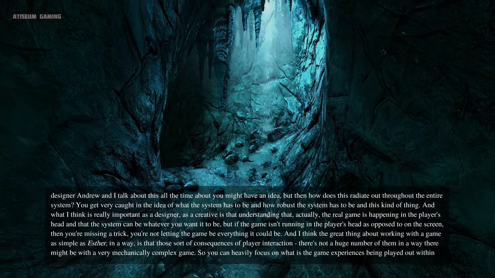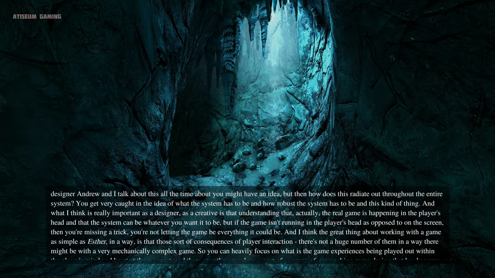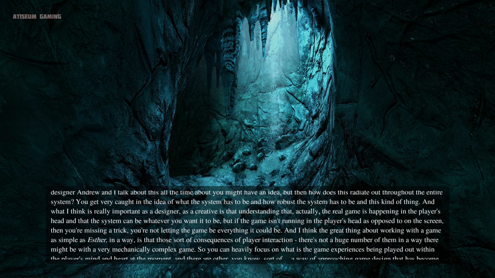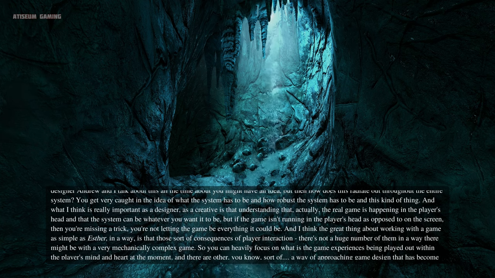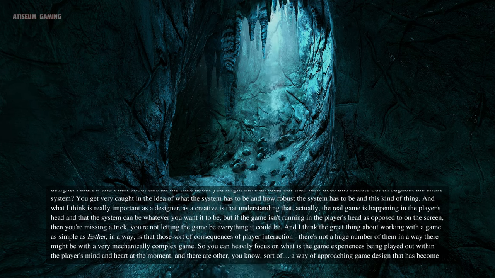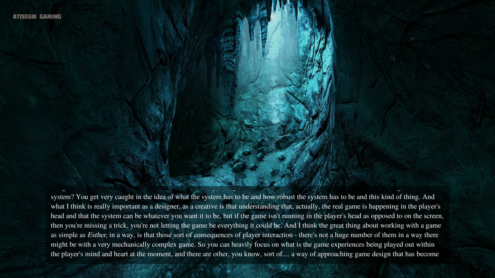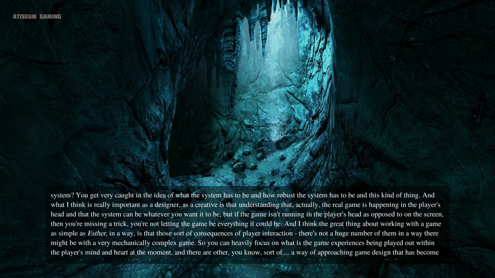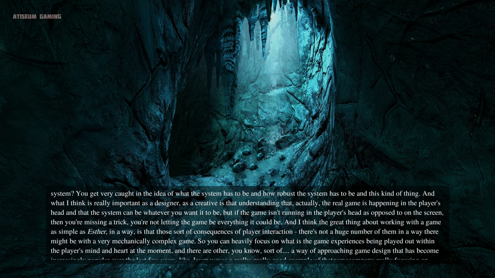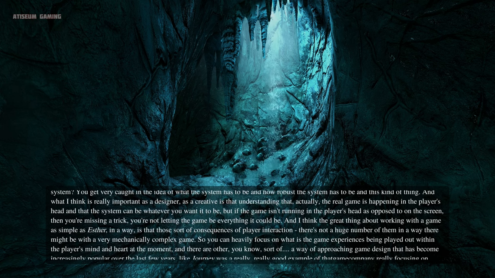And I think what's really important as a designer, as a creative, is understanding that actually the real game is happening in the player's head, and that the system can be whatever you want it to be, but if the game isn't running in the player's head as opposed to on the screen, then you're missing a trick. You're not letting the game be everything it could be.